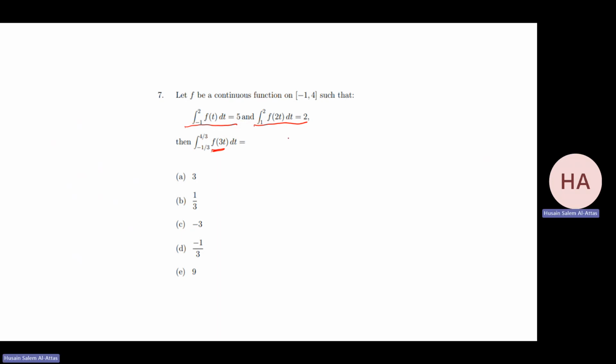Let me start by this. Let u equal 3t. What will be du? Du equal 3 dt. So I need 3 and 1 over 3 outside. So that will be 1 over 3 integral of minus 1 to 4 f of u du.